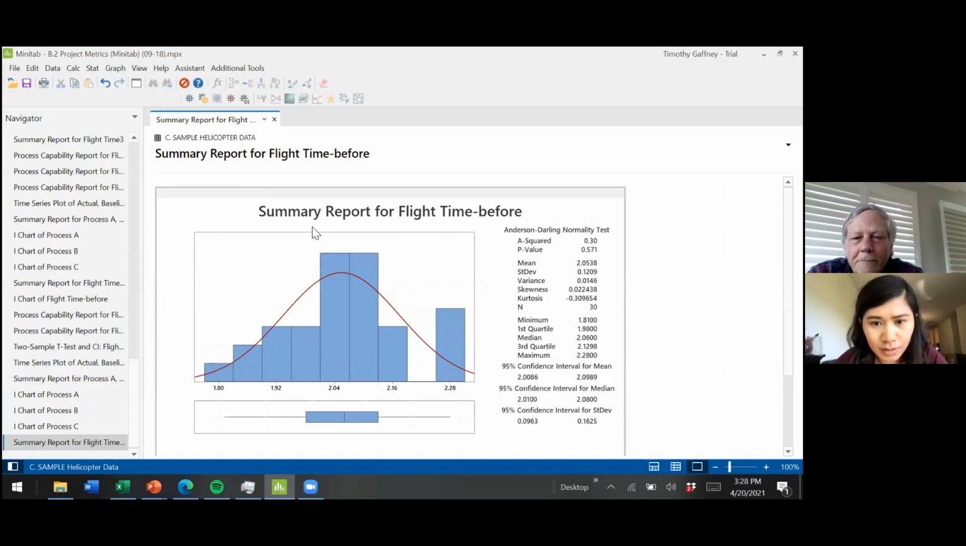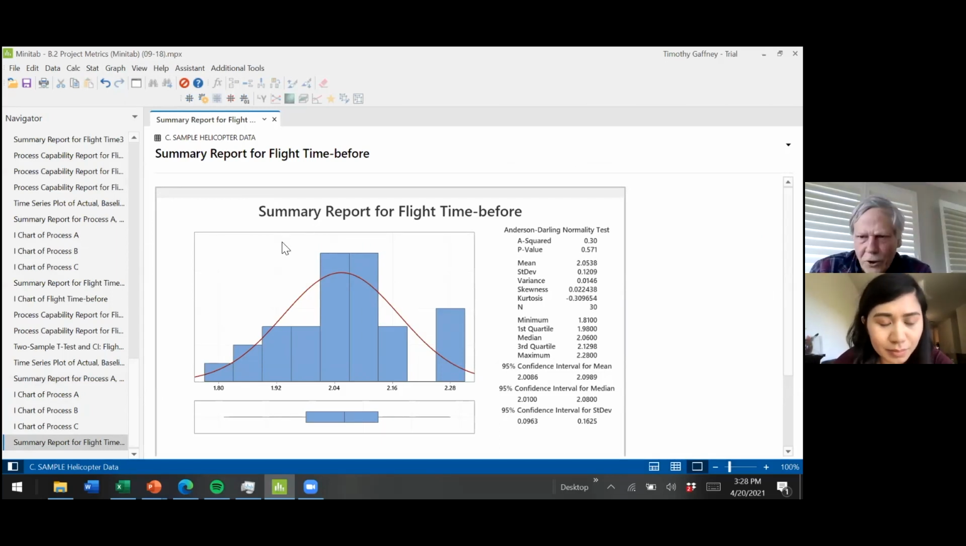Normal, yes. The mean is the same as process C, so 2.05, 0.1. Okay, so where can we find the capability here? Not yet. We're not gonna do that yet. That's Act 3. This is Act 1. Okay, think of this as Act 1.